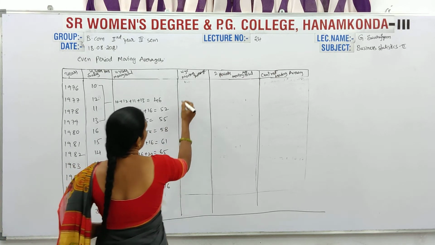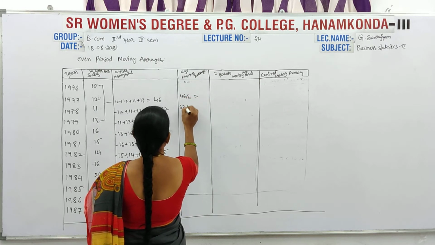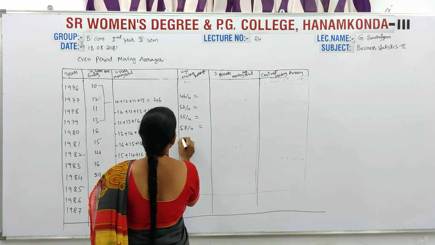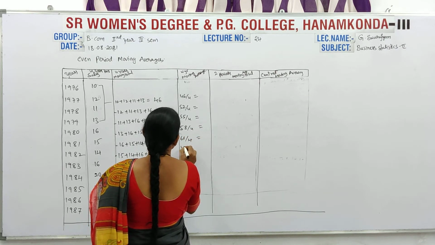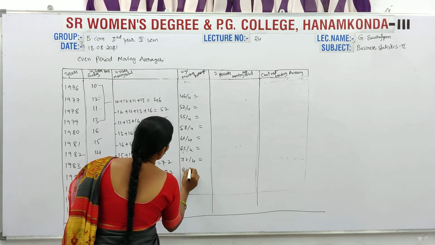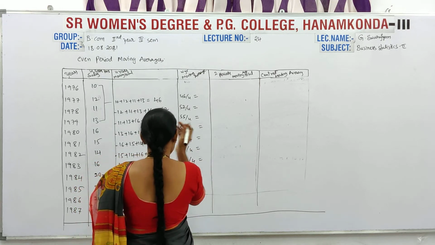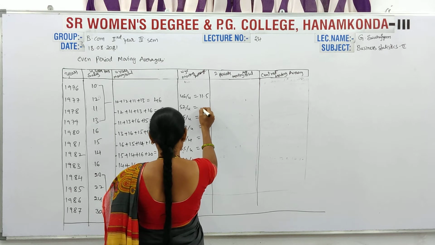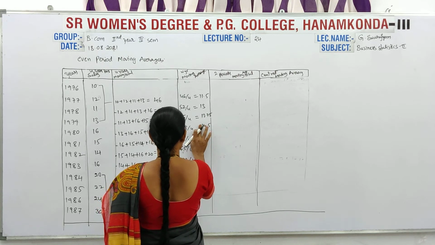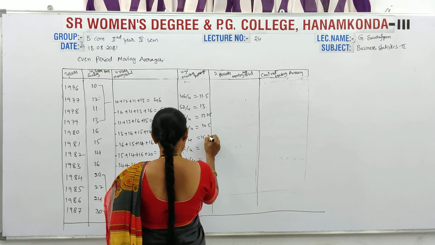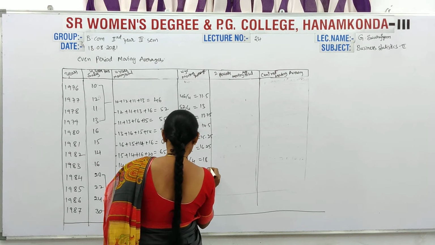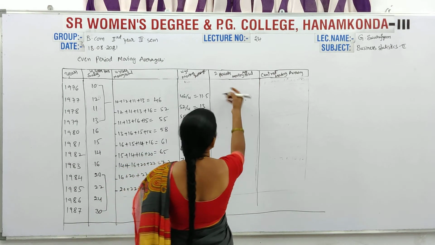So for the 4 years total average: 46 divided by 4, 52 divided by 4, 55 divided by 4, 58 divided by 4, 61 by 4, 65 by 4, 72 by 4, 82 by 4, 96 by 4. The values are 11.5 and again 13, 13.75, 14.5, next 15.25, again 16.25, 18, 20.5, 24. Okay.